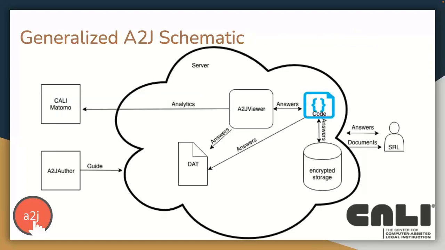So let's try to visualize how all these components connect together. Like I said, you start with A2J Author. You generate a guide, and you'll send that to some server, which is this big old cloud thingy. The server interacts with SRLs, where they'll try to get documents and answers, and the SRL will interact with the A2J Viewer, which generates answers, and will send those answers to the DAT to generate documents. And all this can be mediated with some custom code, which will handle encryption and decryption of the answers, or even navigating between whether the SRL wants to store answers, get answers, or just generate a document.